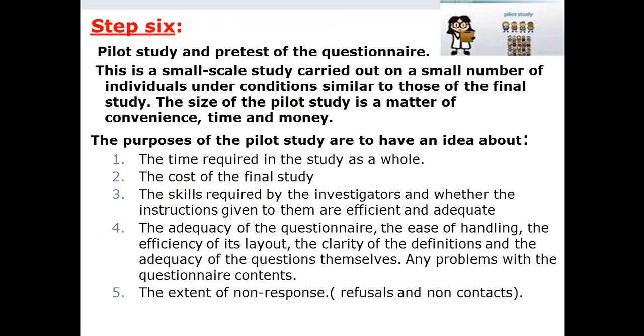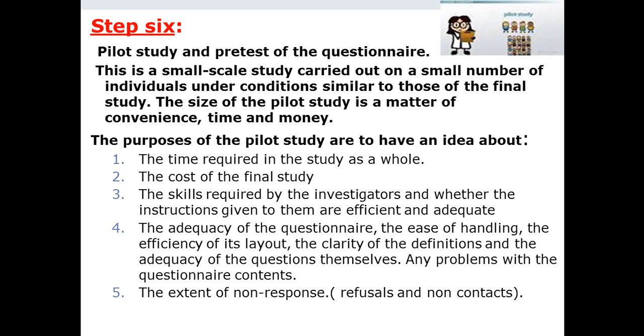Now, what about the 6th step? We have to apply the pilot study, which is a short study and pre-test of the questionnaire. This is a small-scale study carried out on a small number of individuals under conditions similar to those of the final study. The size of the pilot study is a matter of convenience, time, and money.